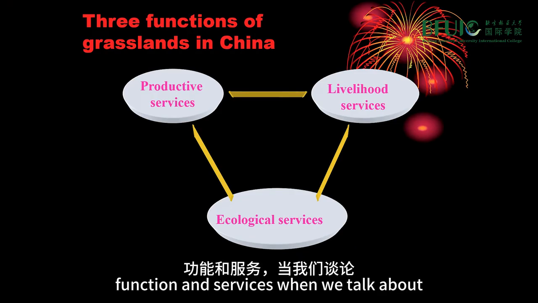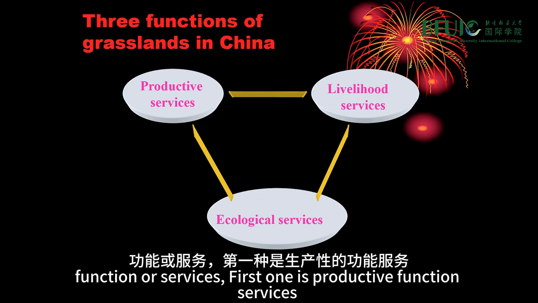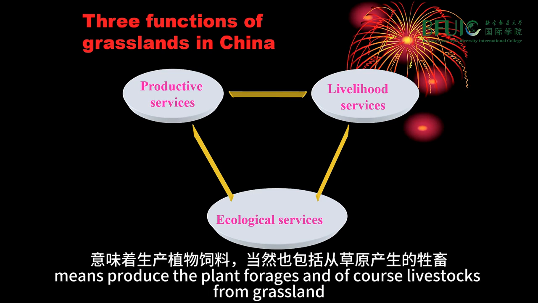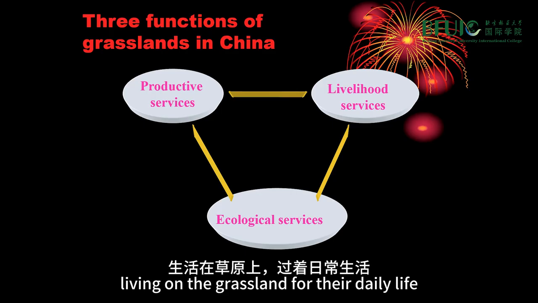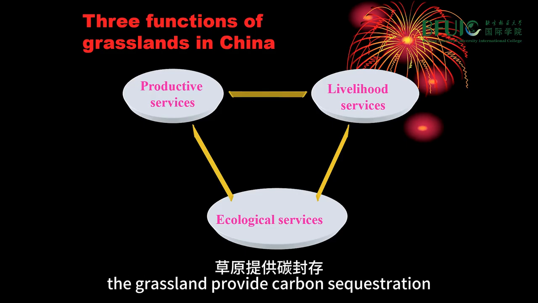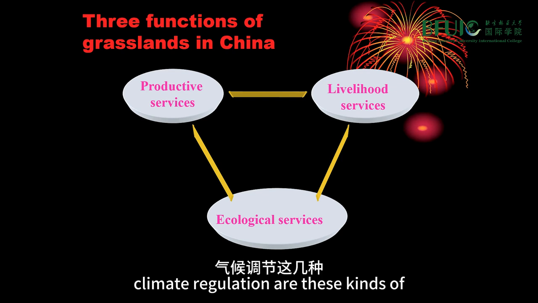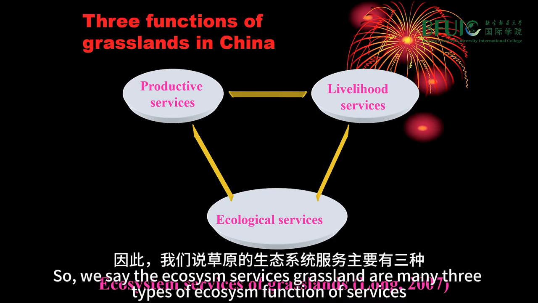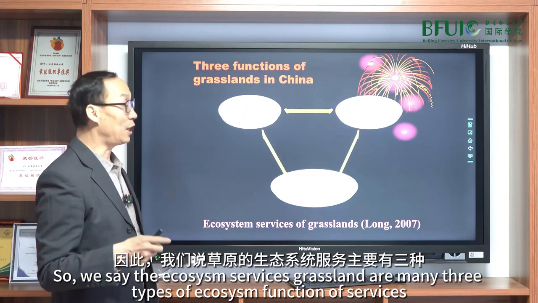Of course, the grassland in China provides very important functions and services. Mainly we have three types. First one is productive function services, meaning producing plants, forages, and of course livestock from grassland. Second one is livelihood function services, meaning that human beings live on the grassland for their daily life. And the third one is ecological function services, meaning the grassland provides carbon sequestration, water regulation, and climate regulation. So we say the ecosystem services of grassland are mainly these three types.